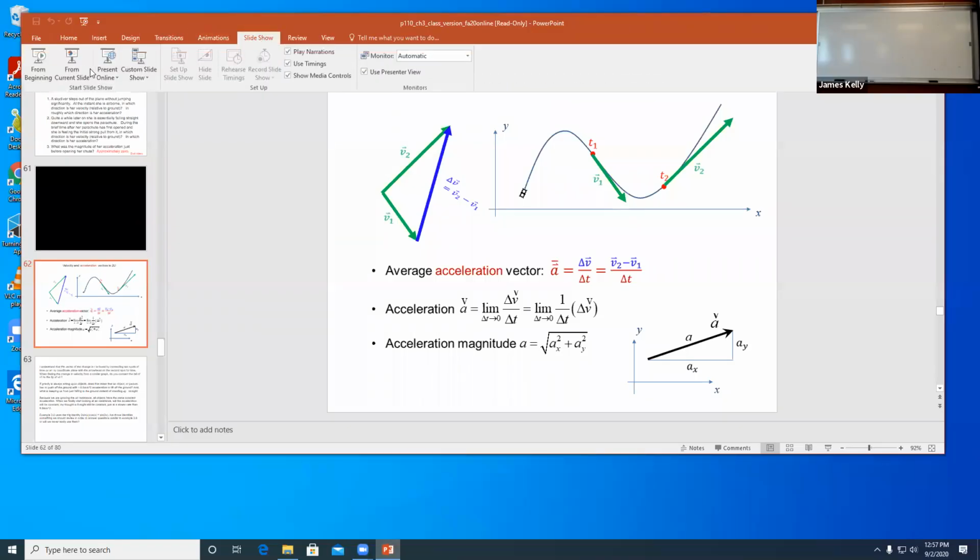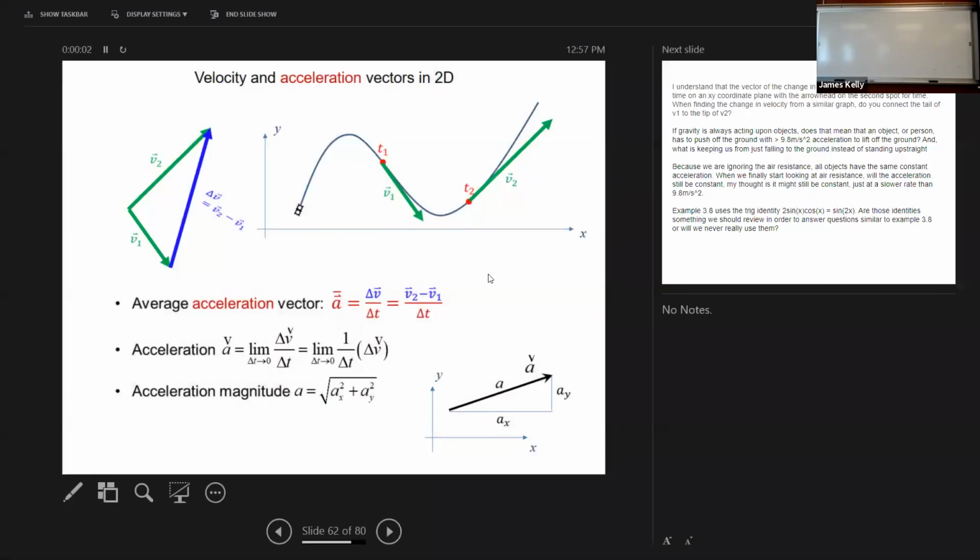I wanted to start out by just touching base with where we ended last time on Monday. So let me see if I can do this. Share screen, and then slideshow. Okay.